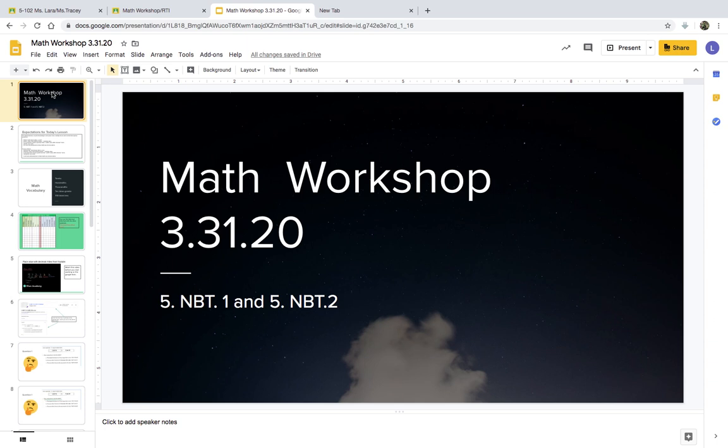5NBT1 and 5NBT2, which basically just means multiplying decimals with multiples of tens, which is tens, hundreds, thousands, and also exponents. Okay, remember those? A base number and a floating number, which is called an exponent. Okay, so that's basically all we're doing today.